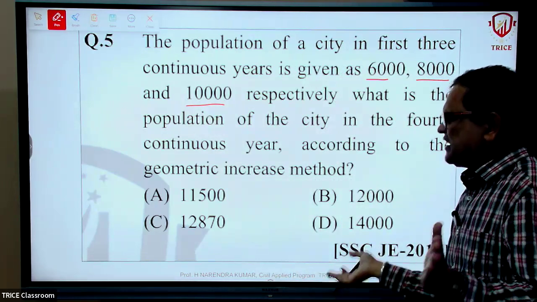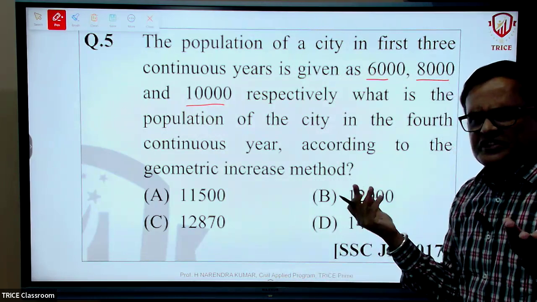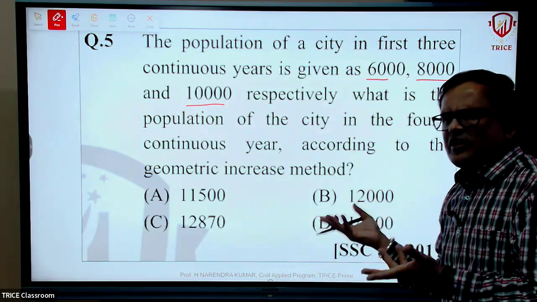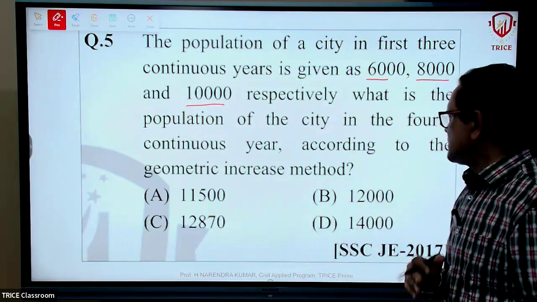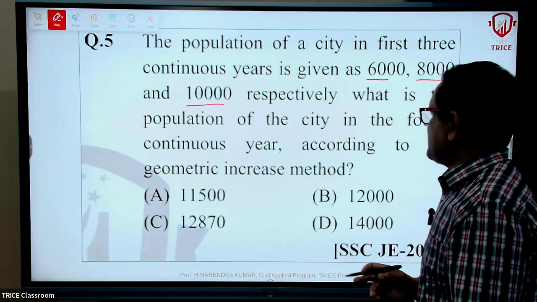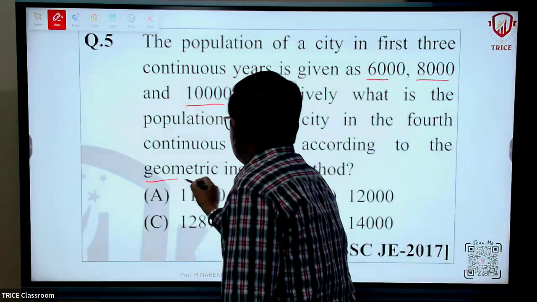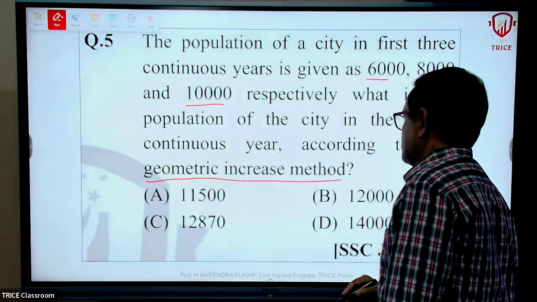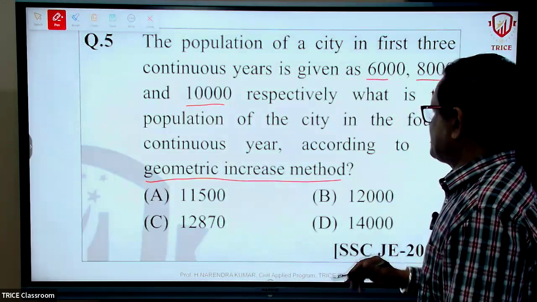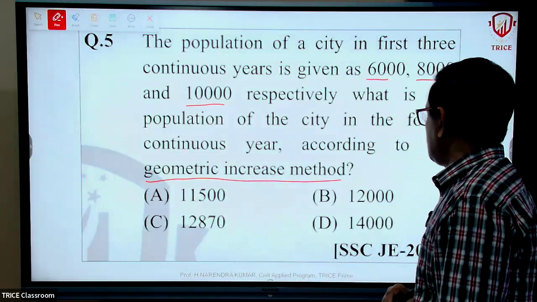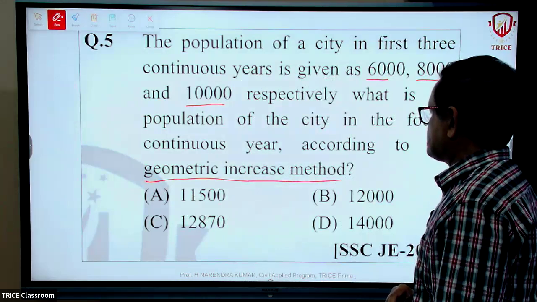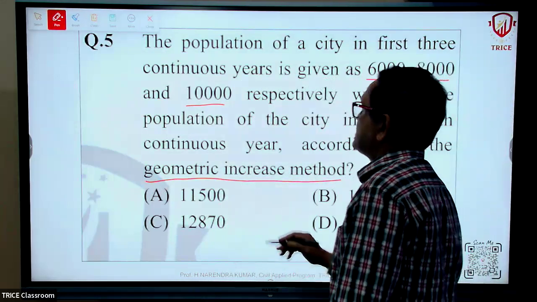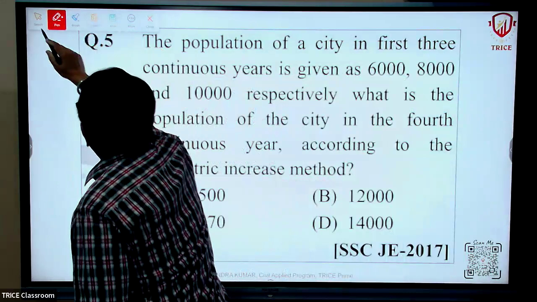You need to follow the same procedure. The procedure remains the same; instead of decades, we are using years. That's all. According to the geometric increase method, please remember this. There are 4 options given here: 11,500, 12,000, 12,870, and 14,000. Let me solve this problem in the next slide.